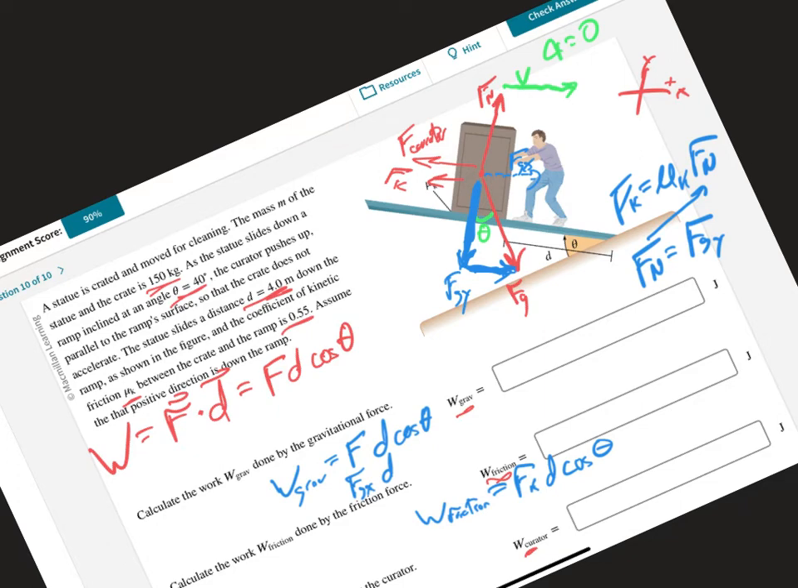So that theta in this part is going to be 180 degrees. Cosine of 180 is negative 1. So negative work is being done. And that kind of makes sense. It's a force in the opposite direction of the displacement. So yeah, the work is going in the opposite way. Lastly, the force the curator is going to apply is going to be doing the work.